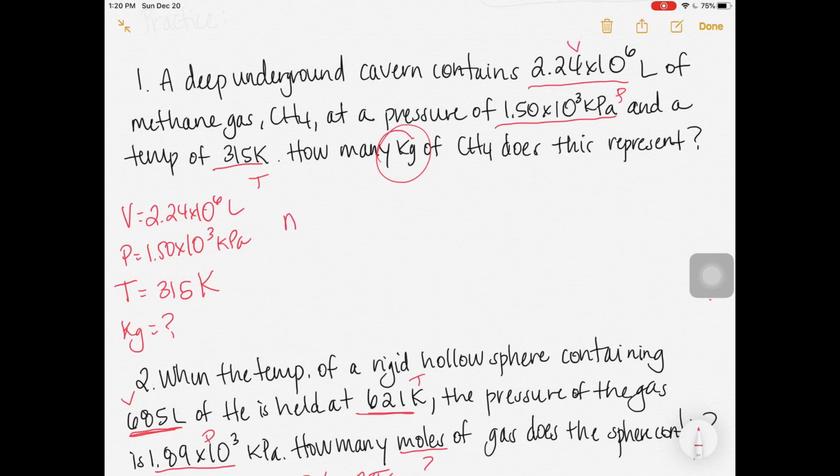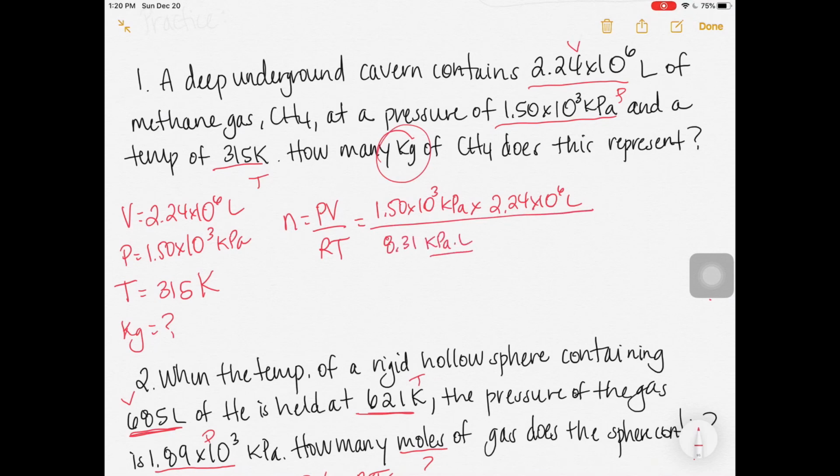So just like before, if we solve the ideal gas law for n, we get PV over RT. I plug everything in. My P is in kilopascals, so we think about what value of R we would like to use, and that would be the one that has kPa. And then my temperature of 315. All my units cancel except for moles, which of course should make sense to us. And I need to number crunch this, so give me just a second.